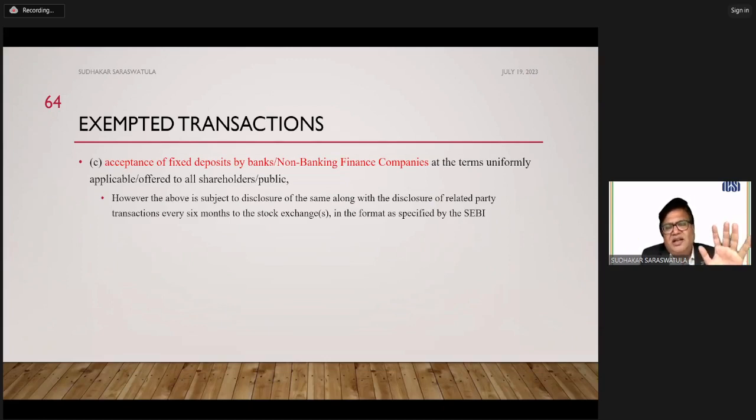So earlier also, we were taking these transactions as, because they're all corporate actions, which are across the corporates, not for a specific segment of people only. But now SEBI has very clearly said that these transactions are not related party transactions.